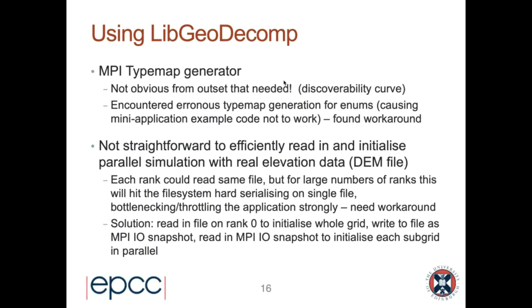So one solution that I found, and this is something that it's useful to know about if you're ever wanting to use LibGeoDecomp for your own stencil code, is that you can read in your data on rank zero, and then use that to initialize the entire grid. Then use the MPI IO writer, the snapshot checkpoint writing functionality, to write the entire state of the system as an MPI IO file. Then in parallel, initialize the simulation by reading the MPI IO snapshot from disk again, which will cause each subgrid on each rank to be initialized independently in parallel, without serializing on a single file and without hitting the file system too hard. So that's a solution that should work and should work at scale.